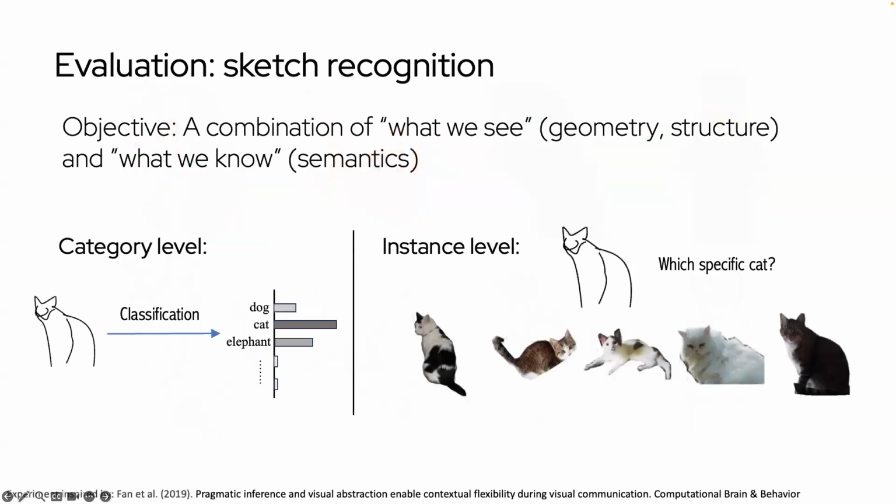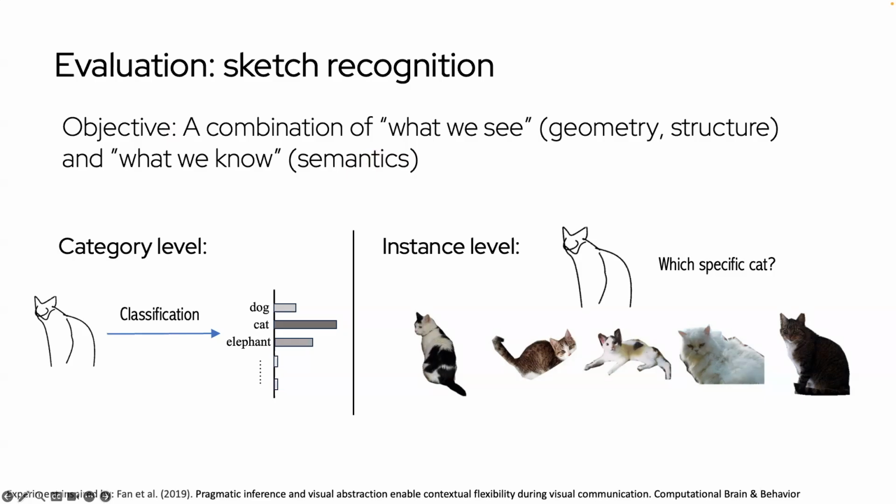So here, specifically, to evaluate the success, since we defined the objective as we started, our goal was to achieve a combination of what we see and what we know. To evaluate this, we defined it as a recognition task. What we know can be thought of as classification at the category level. For example, if you can recognize this is a cat, that's good. And what we see can be thought of as recognition at the instance level. So if you look at this cat, and you can recognize what the original input was, that's also a good sign of success.